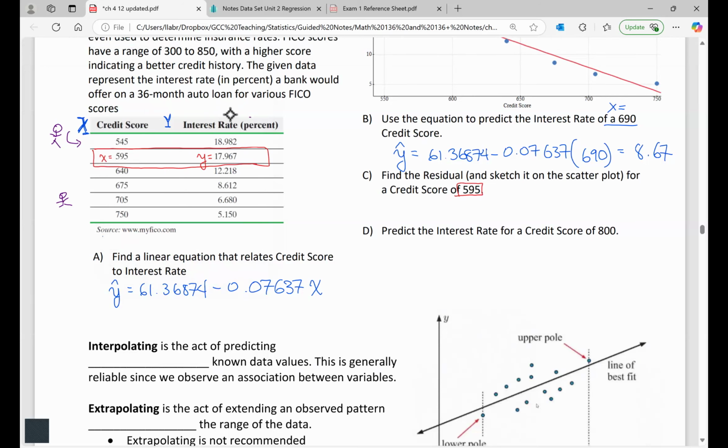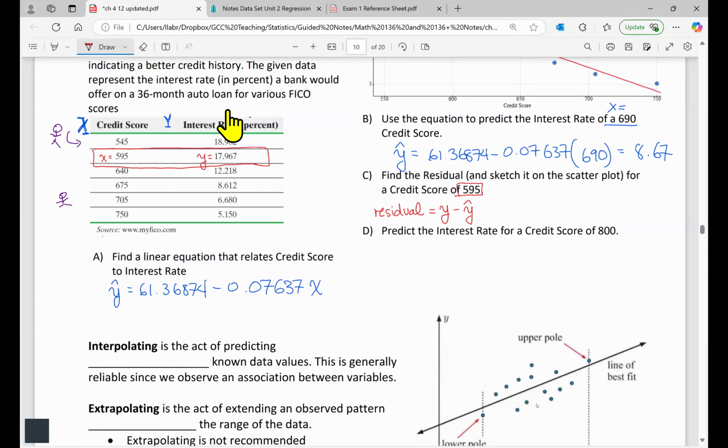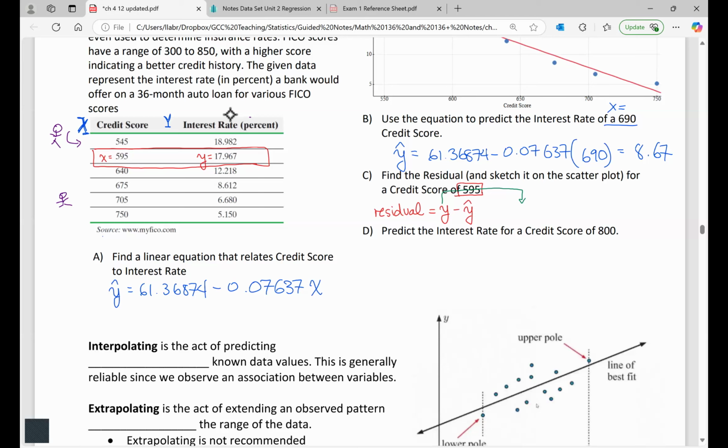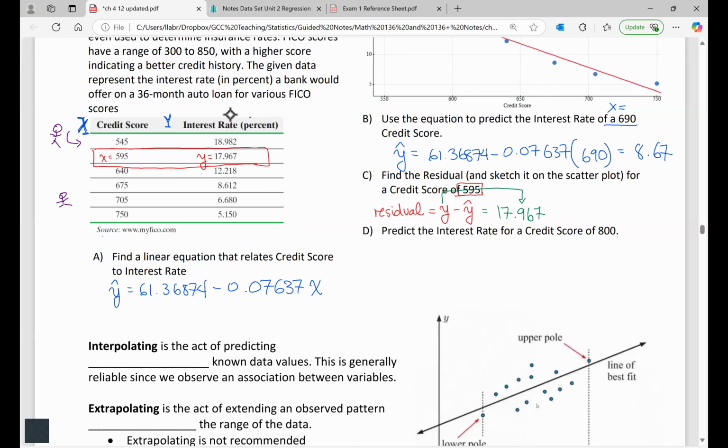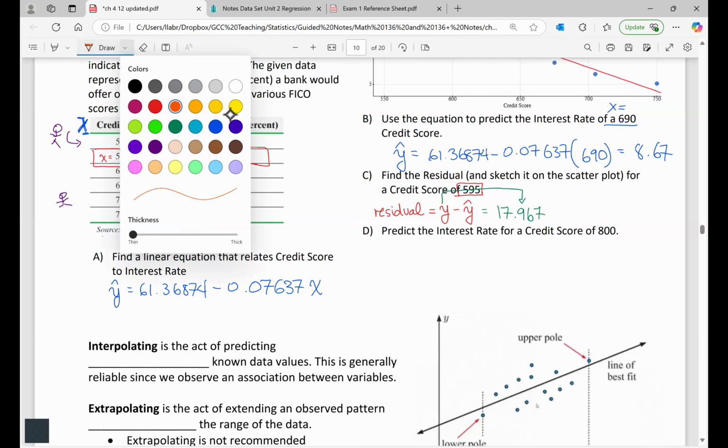So we actually need to predict this. Remember, the residual is Y observed minus Y predicted. And luckily for me, I already have the observed Y value. The observed Y value is 17.967. And then I need to subtract that from the predicted.